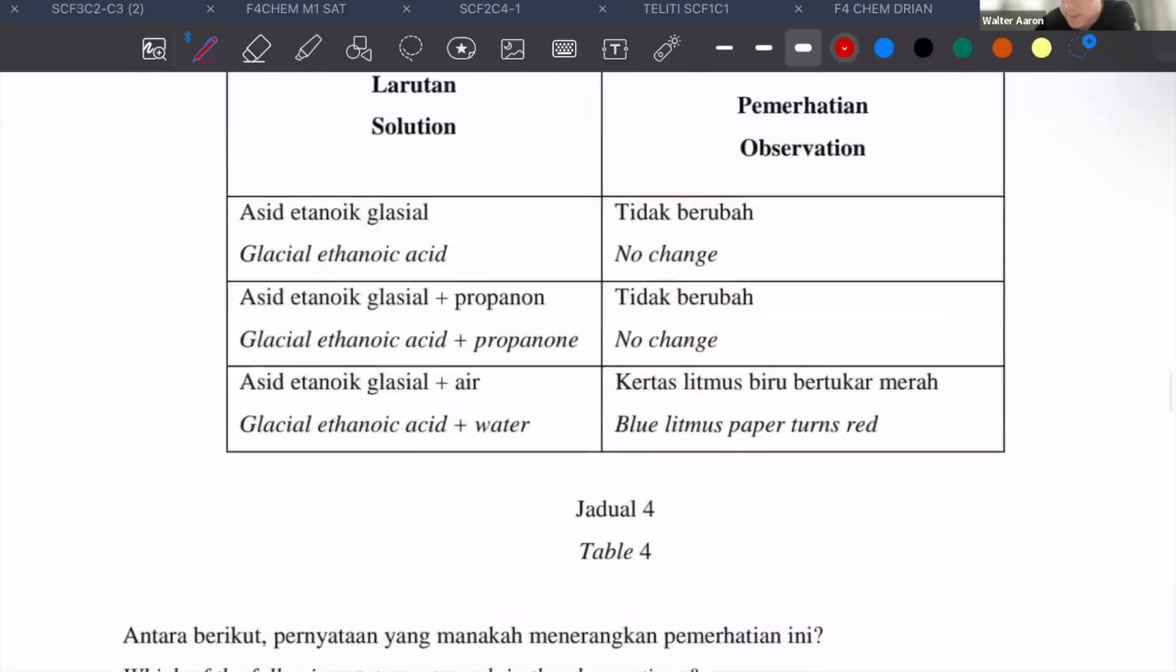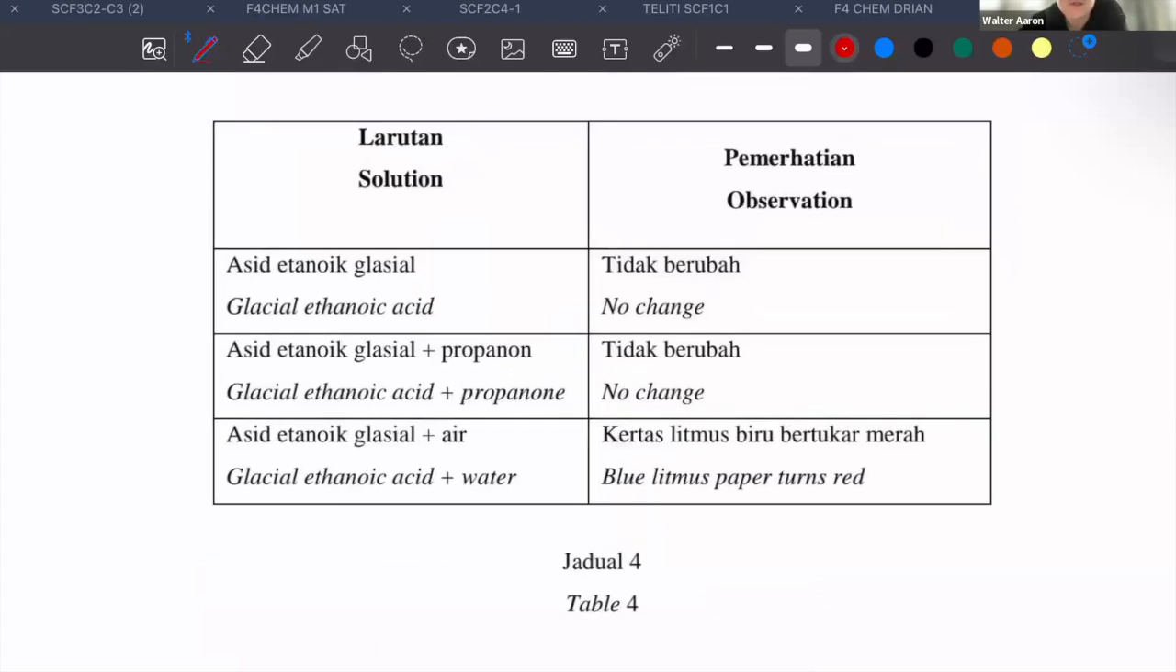The reason why the first one cannot is because the word glacial ethanoic acid means pure ethanoic acid without water. So there's no water, which means it won't be able to produce hydrogen ions. No hydrogen ions means no change. If you dissolve glacial ethanoic acid in propanol, propanol is an organic solvent. So when you dissolve the acid inside, they will not be able to produce hydrogen ions as well.